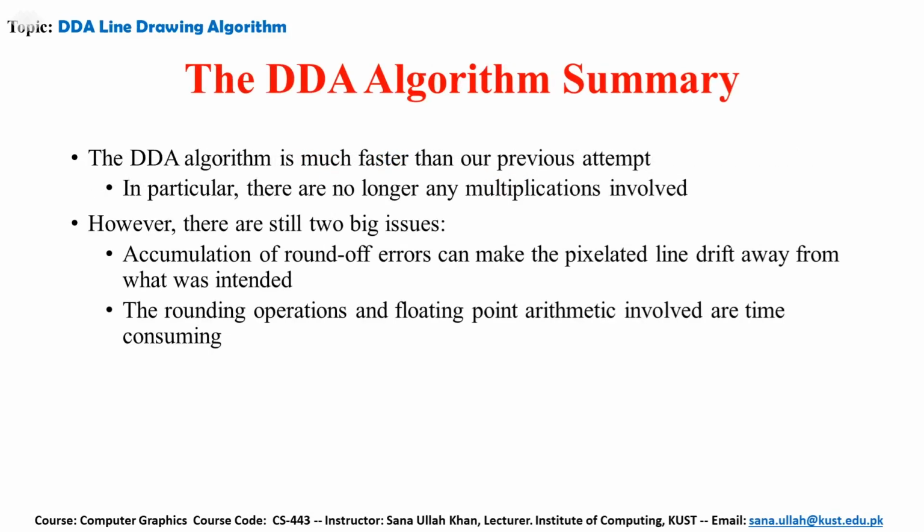So the DDA line algorithm summary: it is much faster than our previous attempt. Practically there is no longer any mathematical multiplication involved. So there are still two big issues. Accumulated round-off error can make the pixelized line drift away from what was intended. The rounding operation and floating point arithmetic involved are time consuming.